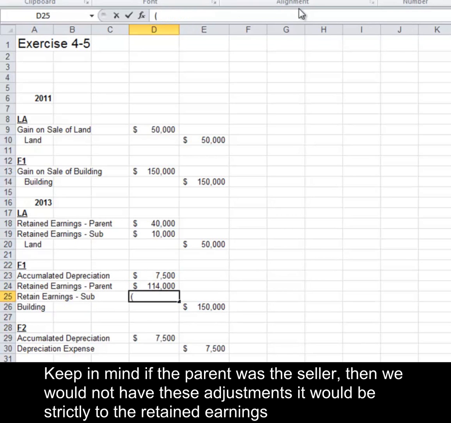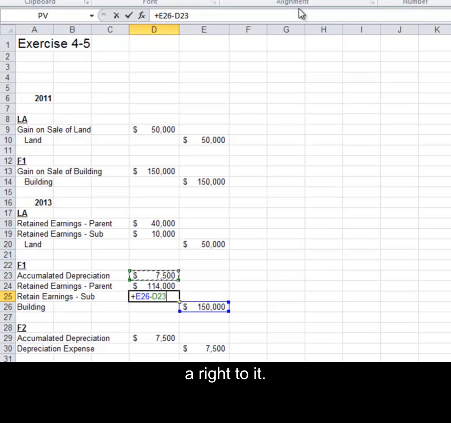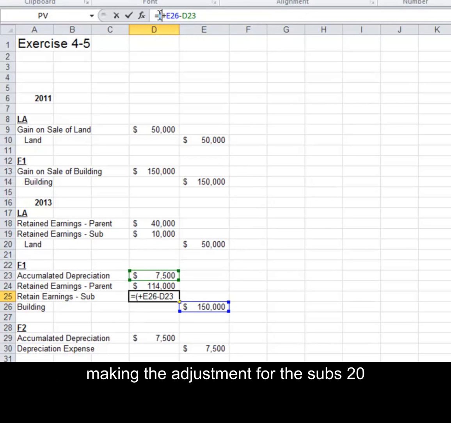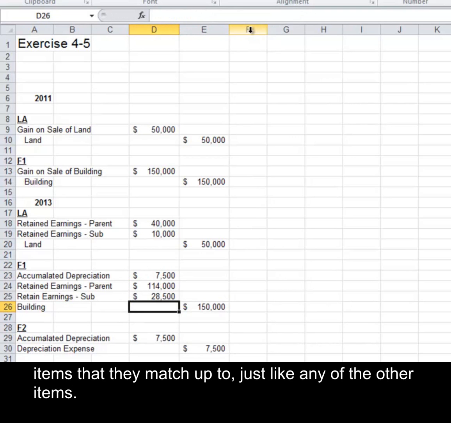Keep in mind, if the parent was the seller, then we would not have these adjustments. It would be strictly to the retained earnings of the parent. We wouldn't have to adjust it because no one else would have a right to it. Let me finish up the entry here, making the adjustment for the sub's 20%. And that should take care of our entries so that they now balance. These would be incorporated into the worksheet, carried across for the line items that they match up to, just like any of the other items.